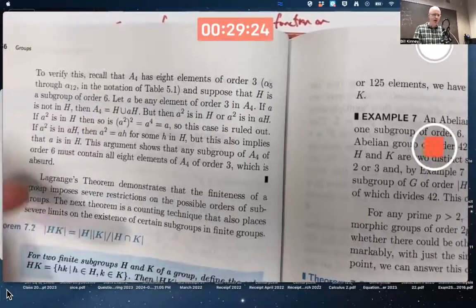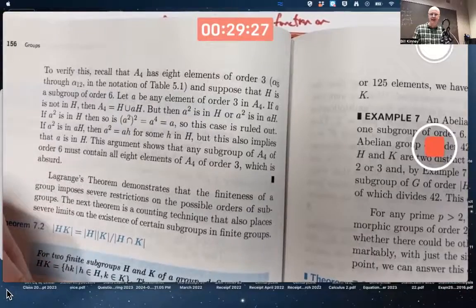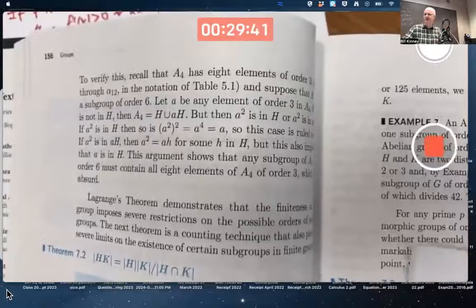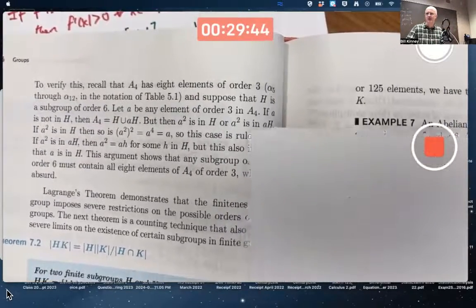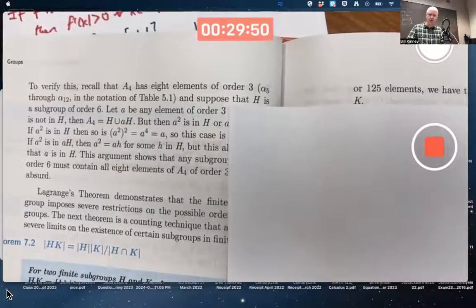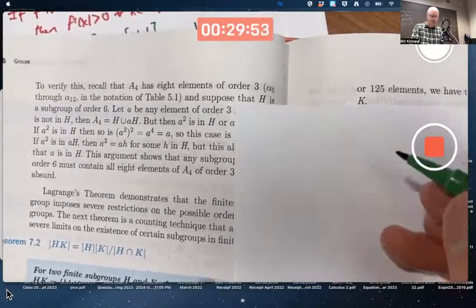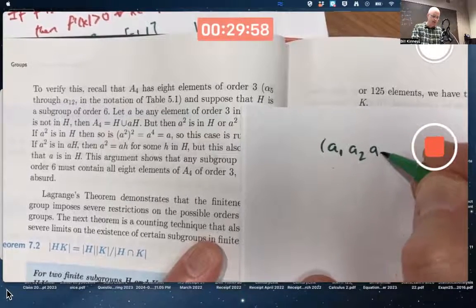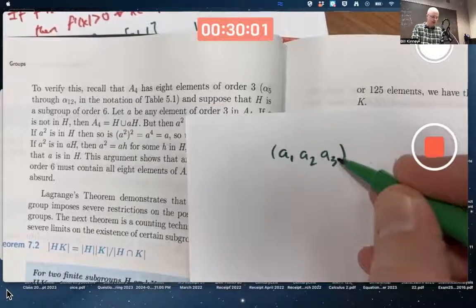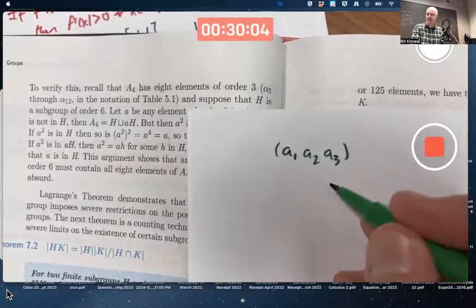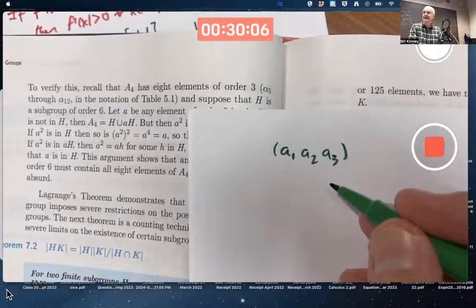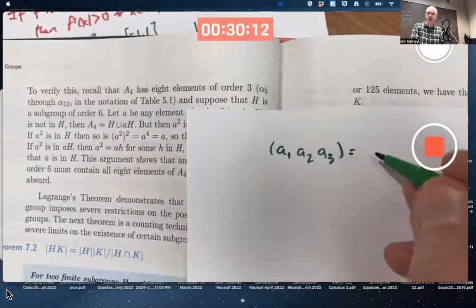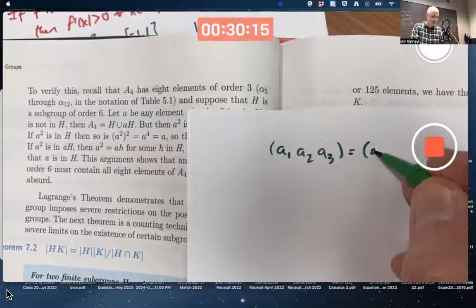To verify this, recall, first of all, that A4 has 8 elements of order 3. If I asked you to verify with a calculation, so to speak, that A4 has 8 elements of order 3, you should be able to do that. What would the elements of order 3 look like? They would be 3 cycles, (a1 a2 a3). By the way, such a 3 cycle, even though it's got 3 elements in it, and its order is 3, is an even permutation, because you can write it as an even number of 2 cycles through that trick.